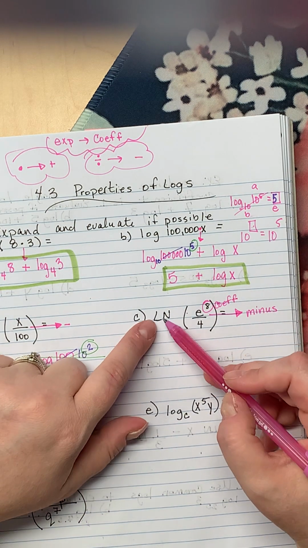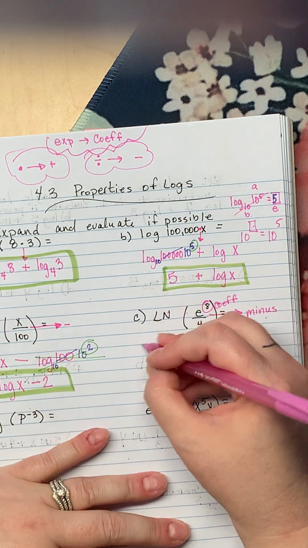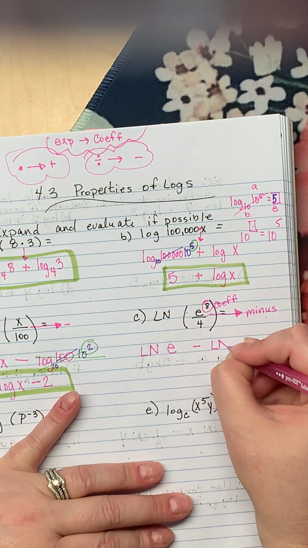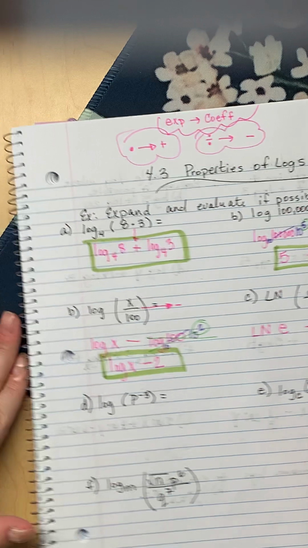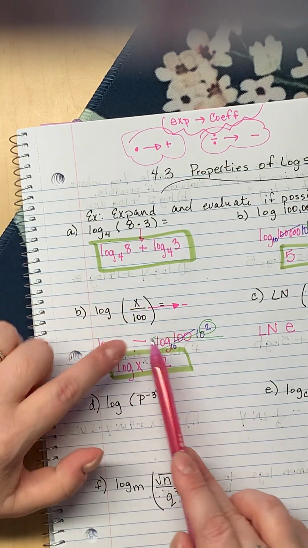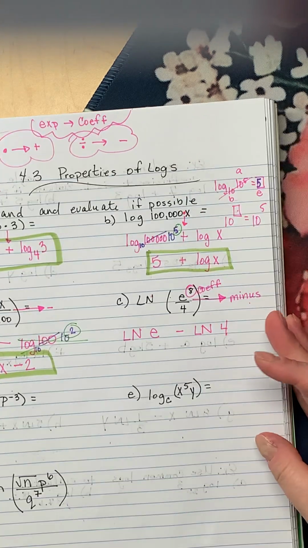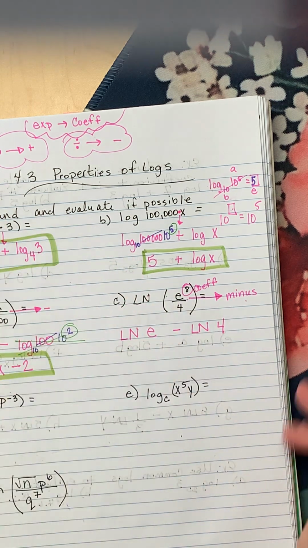First, we're going to have ln e minus ln the bottom. So ln e minus ln the bottom, 4. I have not touched that 8 yet. So that's just like what we did on part B, where we said log of the top, x, minus log of the bottom, log of 100. Same thing here, log of e minus log of 4.